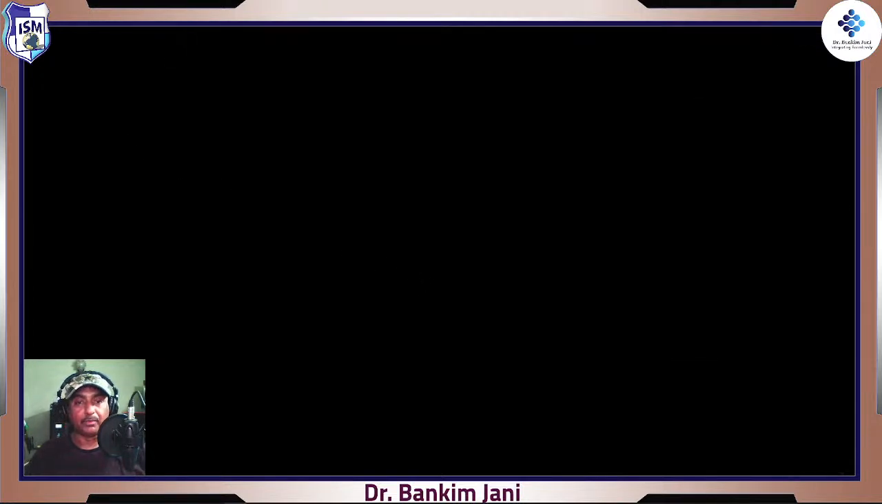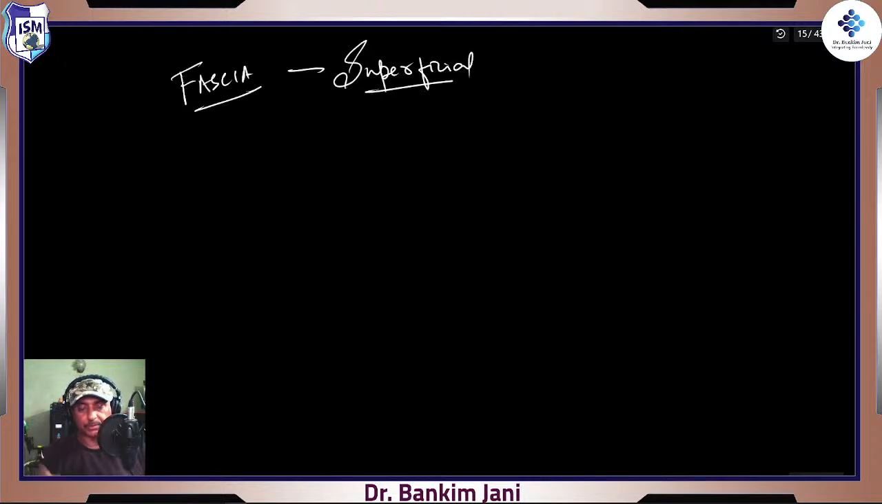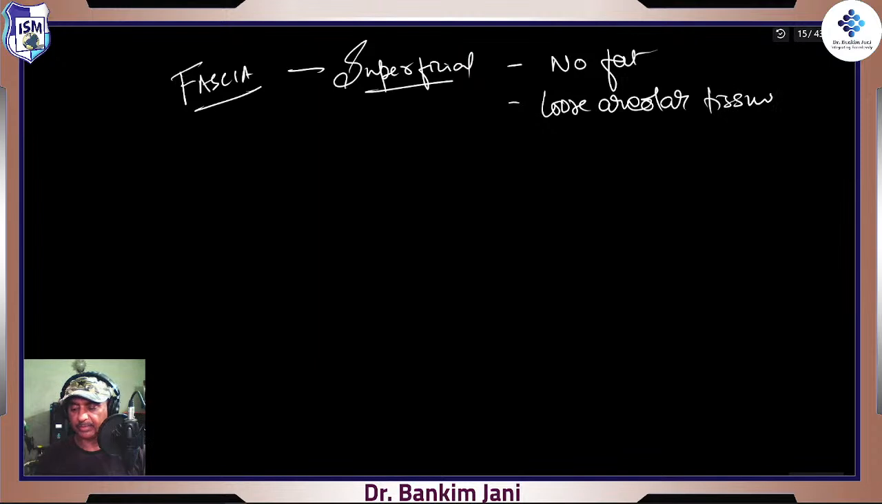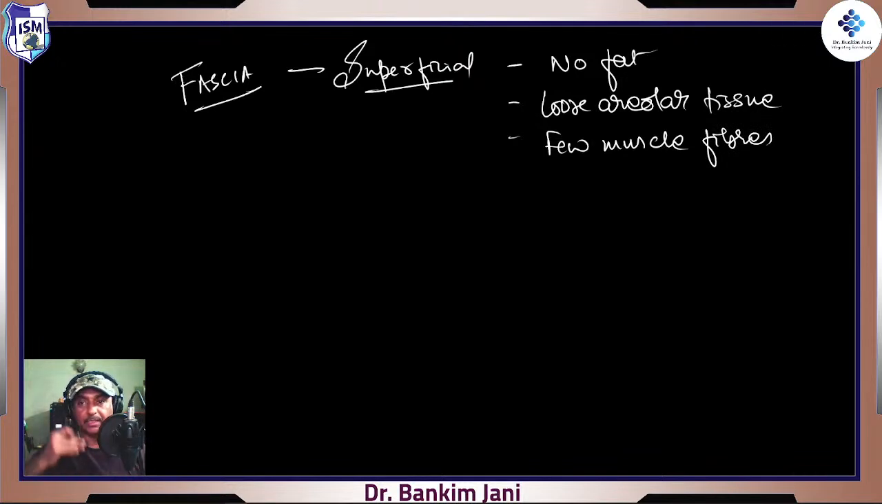It is at this point that we talk about the fascia. In the abdomen, we talked about superficial fascia, which was fatty, and deep, which was membranous. But over here, it has no fat. In fact, it is of loose areolar tissue, very soft tissue. There are only very few muscle fibers. But important is that this is in continuation with the fascia of the abdomen and perineum.